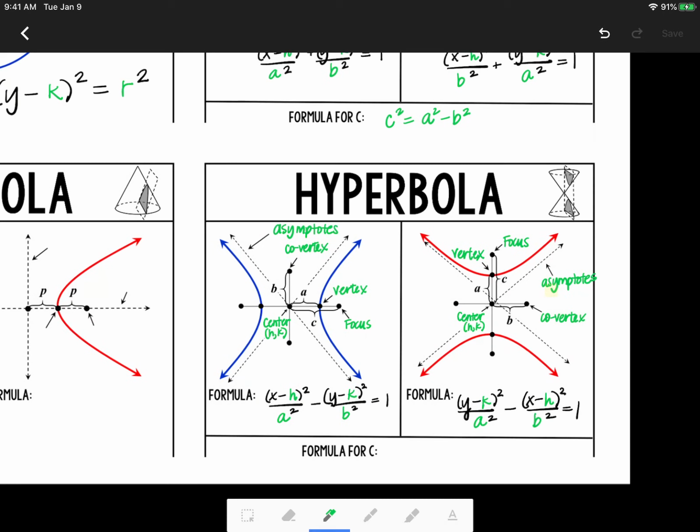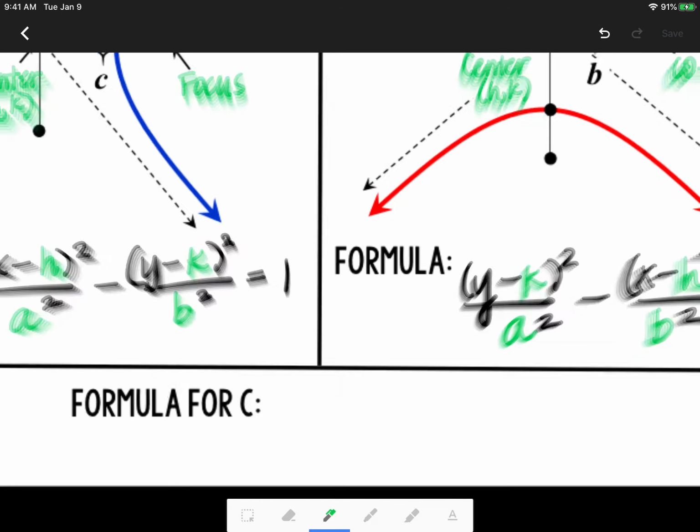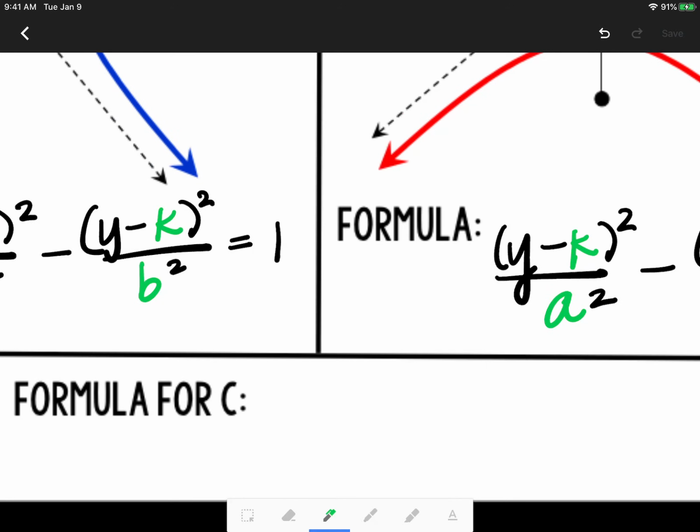Well, the hyperbola is just the opposite. We want that focus point to now be outside of the shape, outside of the vertices and co-vertices. So that means we're looking for the longest side of our triangle in this Pythagorean relationship. So our c squared just equals a squared plus b squared.